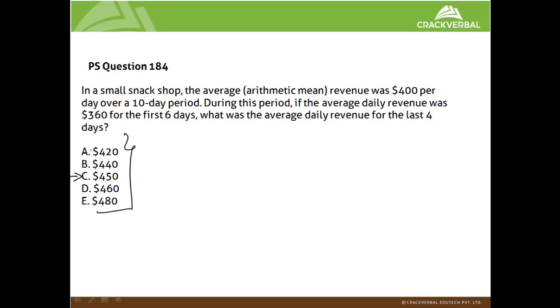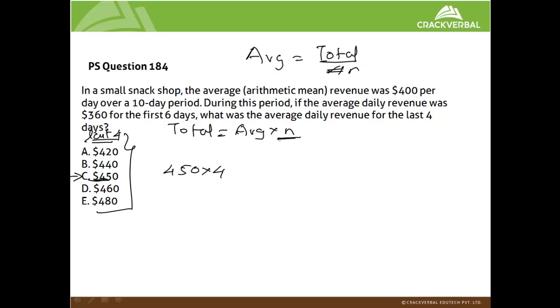Okay, so let's first label the answer choices here. Here the answer choice represents the average daily revenue for the last 4 days. The average daily revenue for the last 4 days is 450. Okay, so the average is 450. If I assume the last 4 days average is 450, then the total would be 450 into 4. Just remember the simple formula, average is equal to total divided by number of things. So that means total will be equal to average into the number of things, right? So here 450 into 4 will get you the total. 45 into 4 is 180, so 1800.